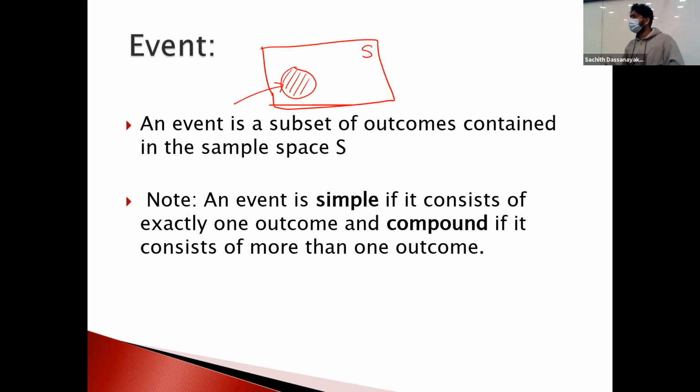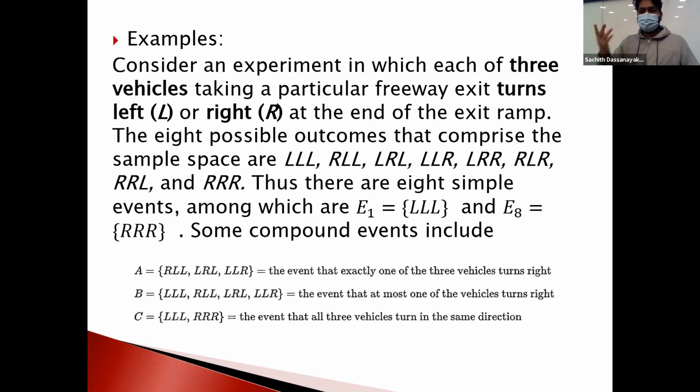An event is the simplest case. You can consider just one outcome, or you can consider an event including many outcomes. We call that a compound event if it consists of more than one outcome. An event can be simple or compound.